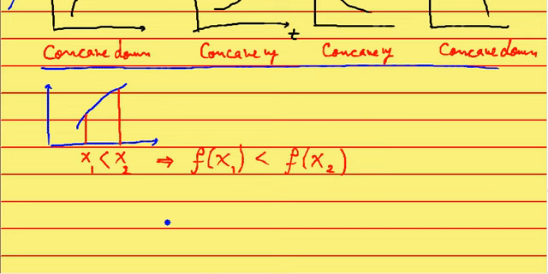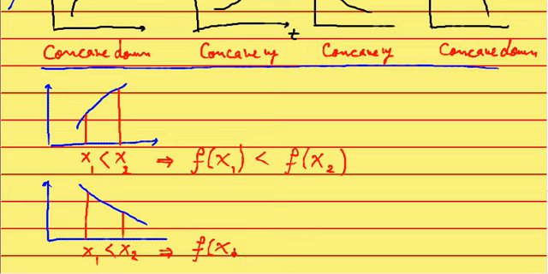Similarly, if I had a graph where again I have x1 and here is x2, the x2 is larger than x1, but I'm descending, so at larger values of x I'm recovering smaller values for the function. So if f of the first point is larger than f of the second point, we say f is decreasing.